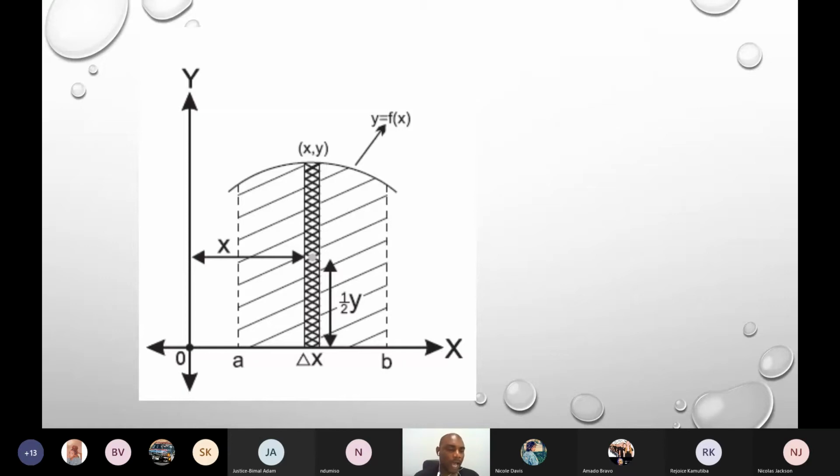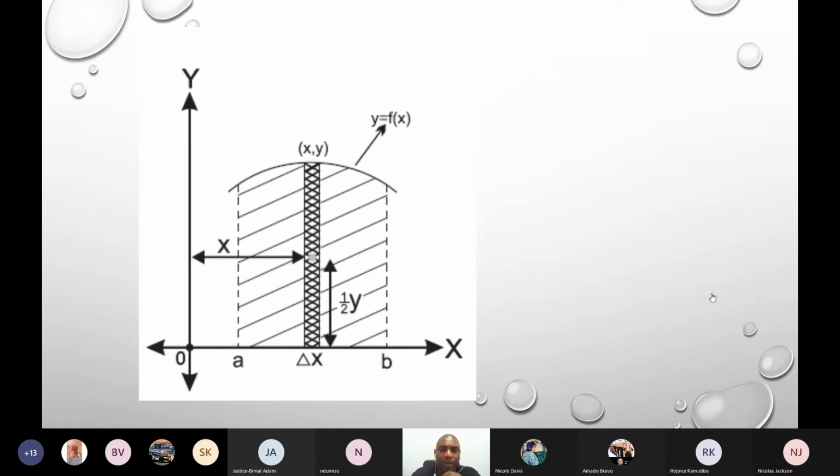Now I'm just showing you the case where the limits are in the x-axis. Now, if the limits are in the y-axis, you're just going to change the values, like your x becomes your y, and y becomes your x. So if you know the example when the limits are in the x-axis, you can also do any question when the limits are in the y-axis.